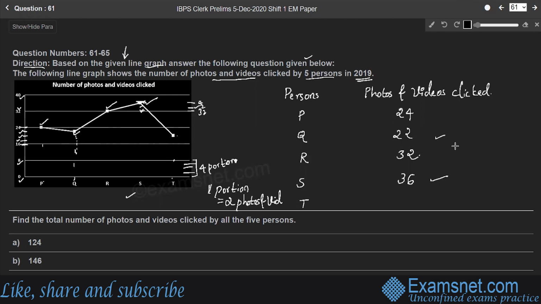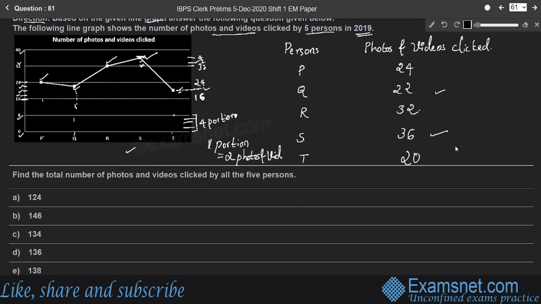Person T has clicked between 16 and 24. So this portion, that is the second portion, right? This portion is exactly in the middle. Therefore, it has to be the second portion. 16 plus 2 plus 2, that is 4. So T has clicked 20 photos and videos. Right. So what is the question here?